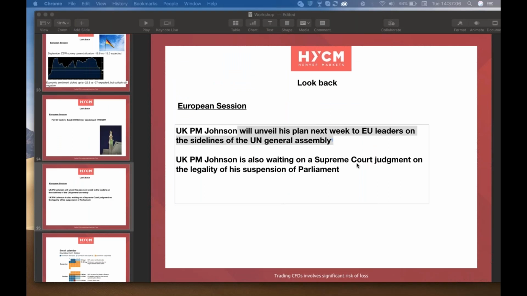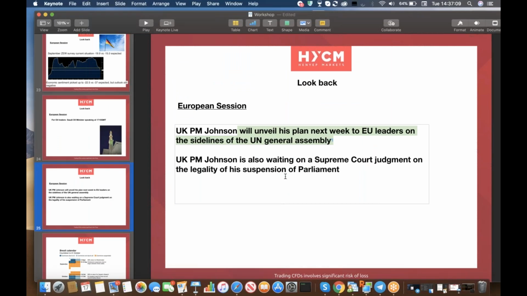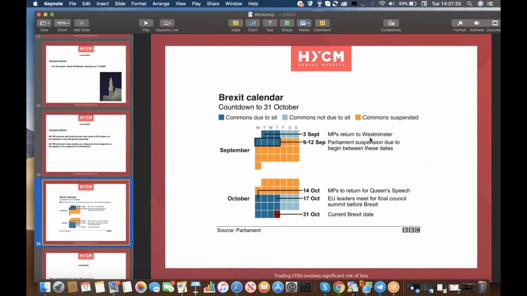Also, we got a Supreme Court judgment on the legality of PM Johnson's suspension of Parliament. So the Supreme Court is the highest court in the UK. The highest court used to be the House of Lords, and it was replaced by the Supreme Court. Now, this is all to do with PM Johnson when he prorogued Parliament. So he suspended Parliament from here to here, which is nothing unusual.